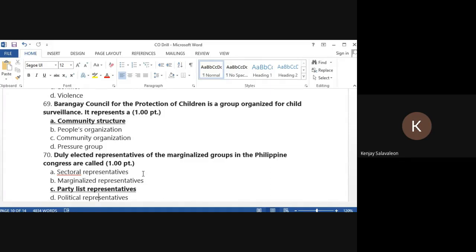It is not a people's organization, because the initiative is not coming from the people themselves. It is coming from a law that requires the barangay to put up this specific structure for the children. It is also not a community organization. It is also not a pressure group. Rather, it is a community structure.